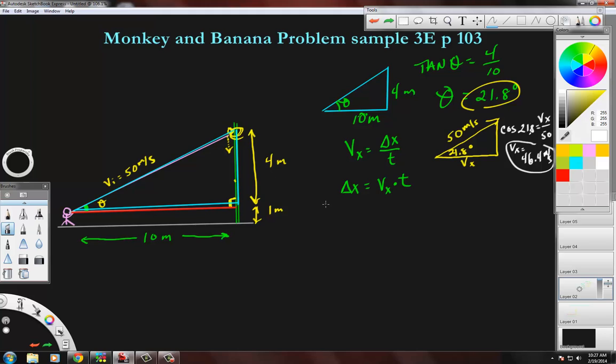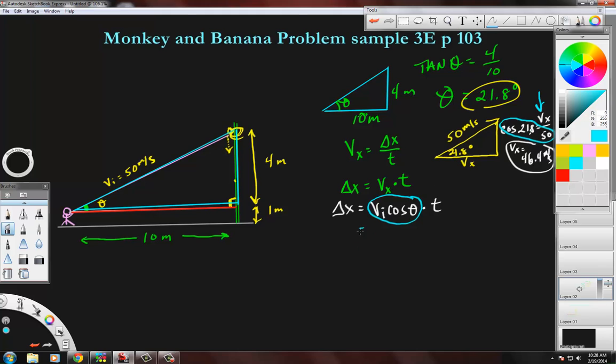There's a formula that looks like this though. It says delta x equals vi cosine theta times the time. And we can use this to find the time. What I want to really drive home here is that what's in this blue circle, that I'm circling right there, is the same thing as this right here, because to solve for vx, you have to take 50 times the cosine of 21.8.